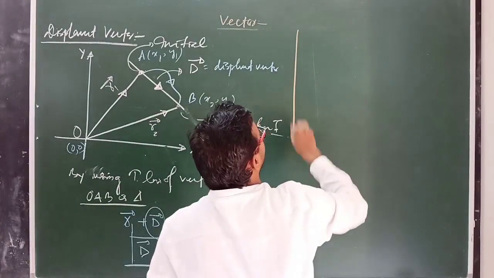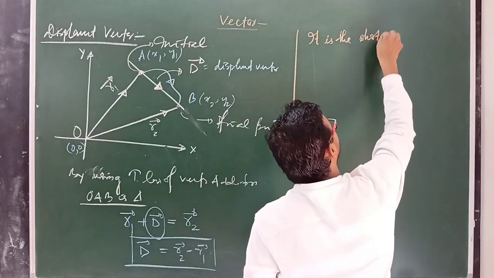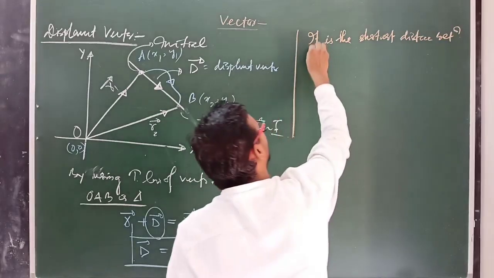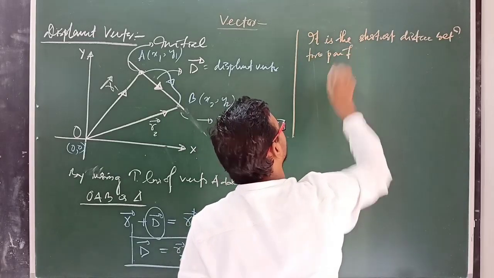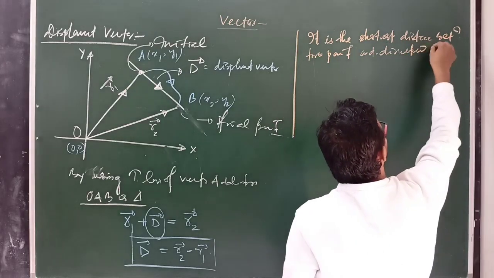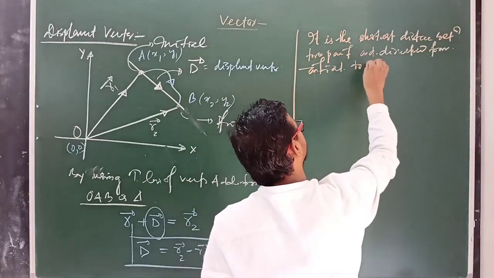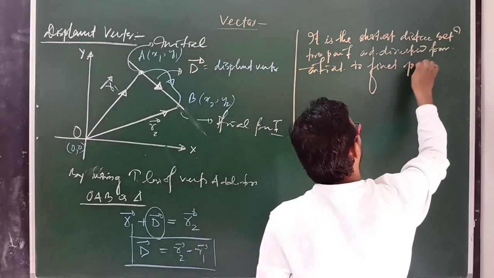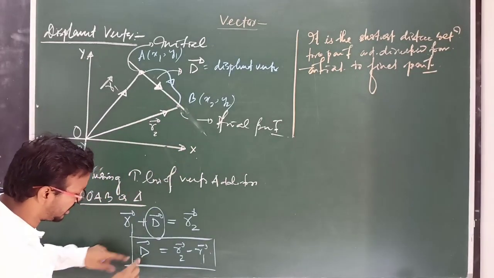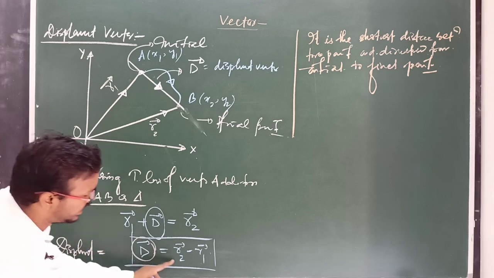It is the shortest distance between two points, directed from the initial to the final point. Clear? And that vector is known as the displacement vector. So here, displacement vector D equals R2 minus R1.